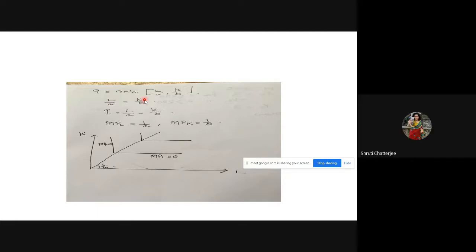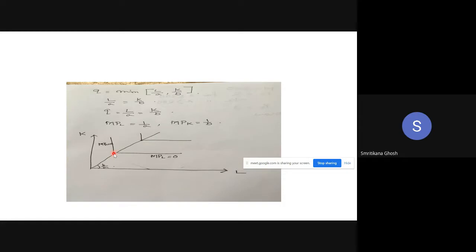Ma'am, can you please repeat? Yes. This L by A is equal to K by B, so that Q is equal to L by A and Q is equal to K by B is just a point in this area. Do you agree with me with this point? Yes, ma'am, agreed. So say this point is here. Look at the cursor. This is the point.